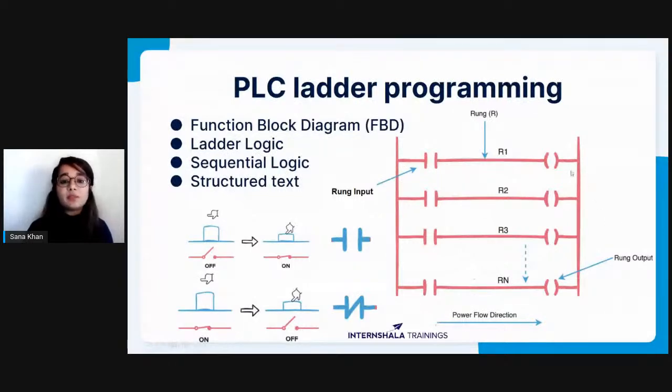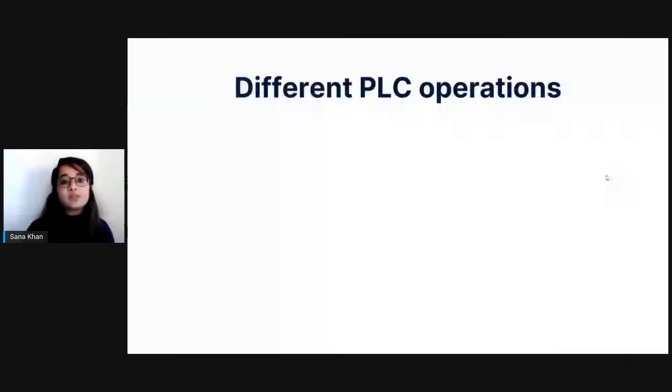And similarly in the outputs, there are no changes, because they would simply go on and off as per the input and the control logic that you have put. All right. So these are the inputs that we have spoken about, and the output devices. And now let's talk about the control logic that we are using.